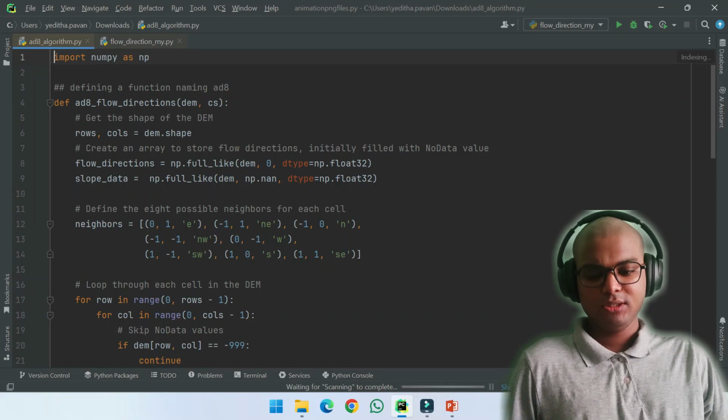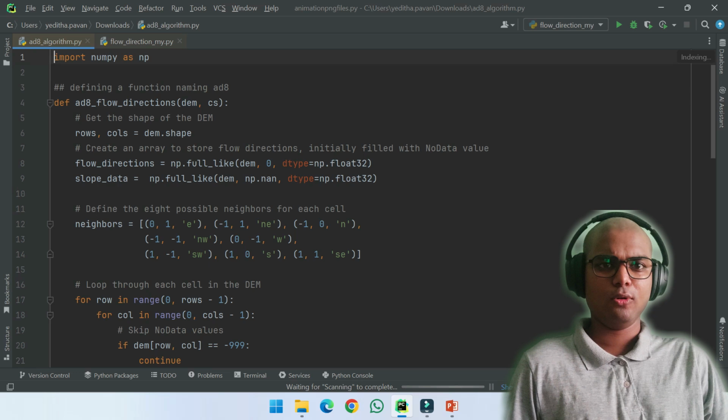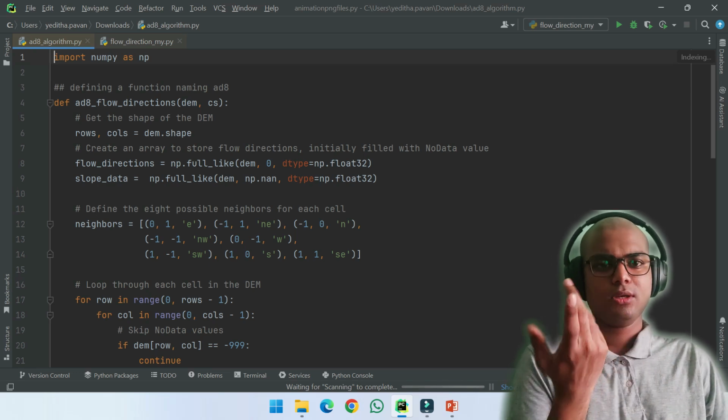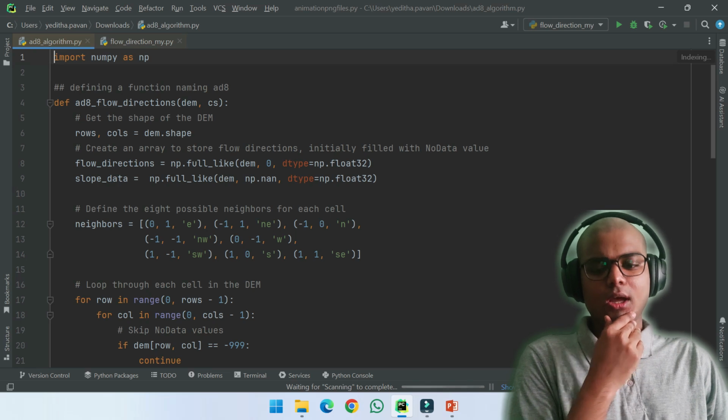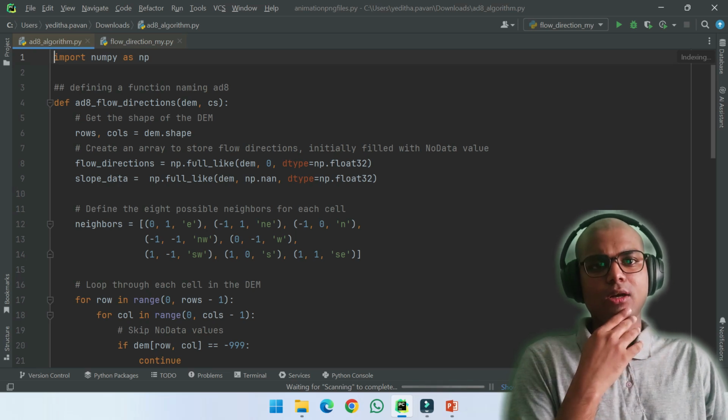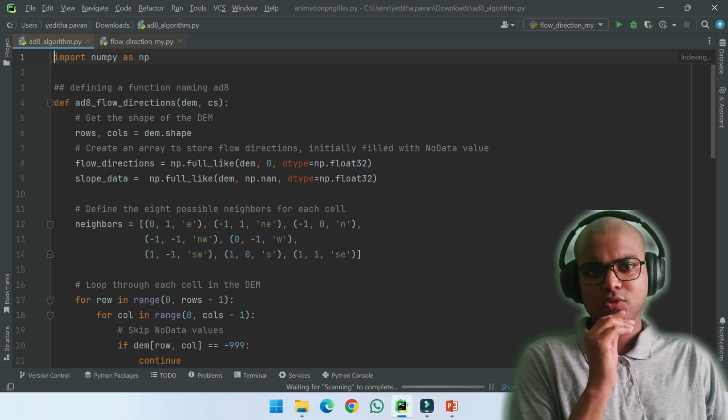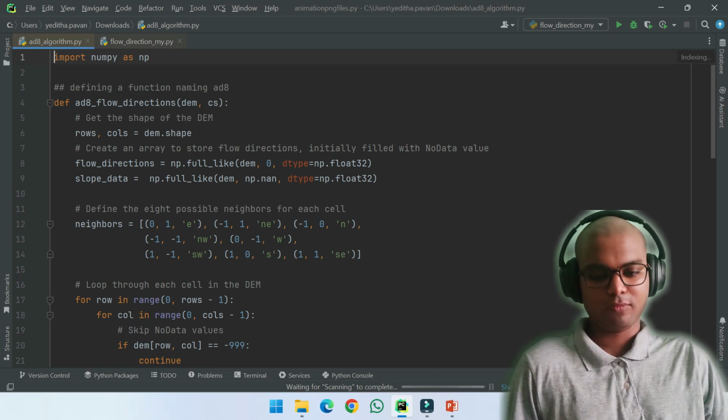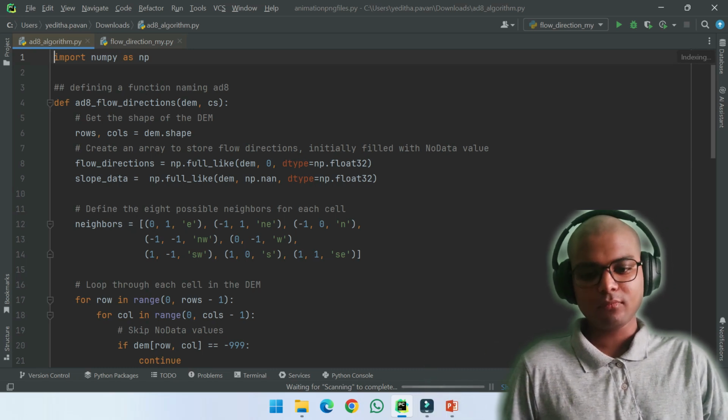So if we see the code now, as you can see here, I've already written the whole code, and I will be pasting this code in the description. You can use it for your purposes, and I'll be going through it line by line, not so quickly, so that you can understand a bit better what the code is doing.